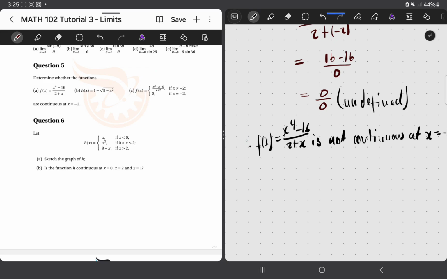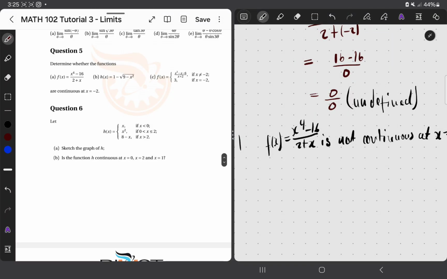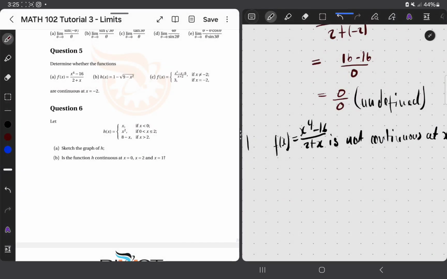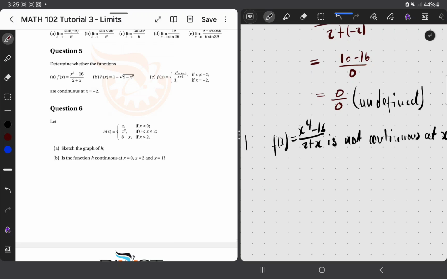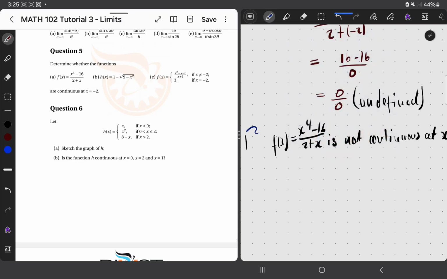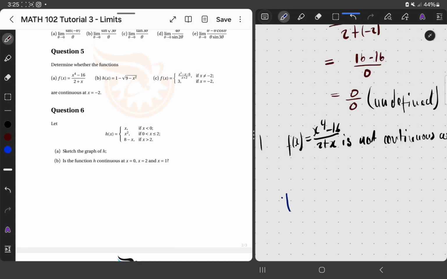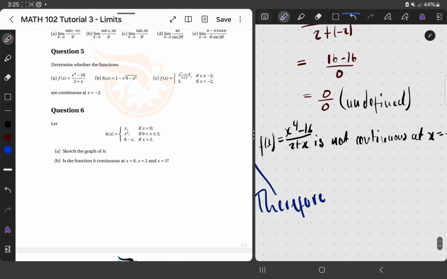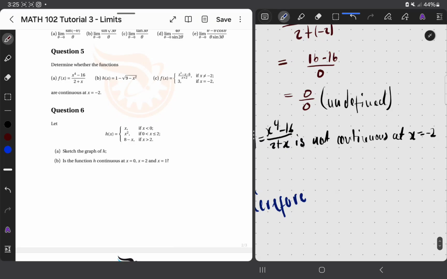You can even say therefore in full, f of x is not continuous. I mean, we've done it. This is what we have to do. We just check the continuity equation all the time. Whenever you see something about continuity, check the continuity equation.